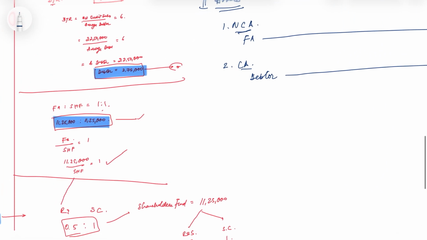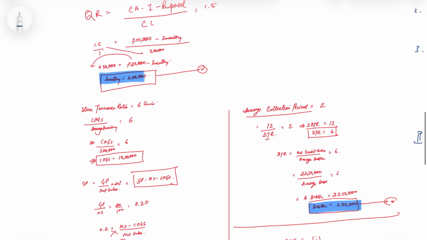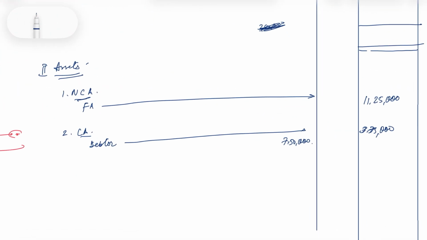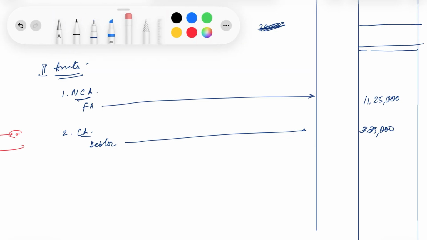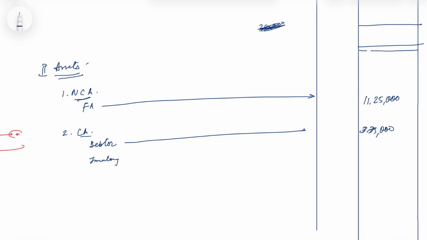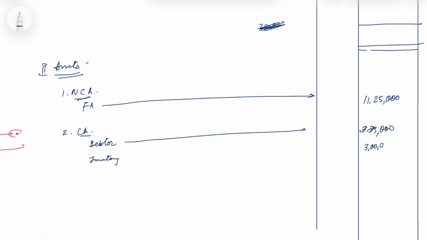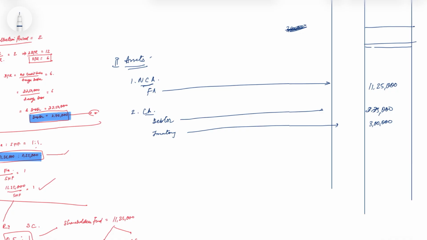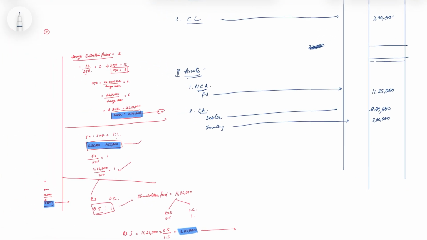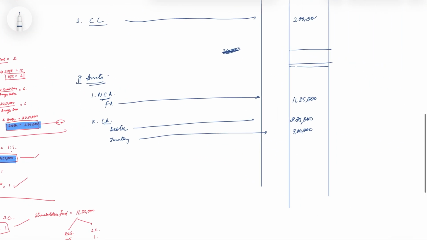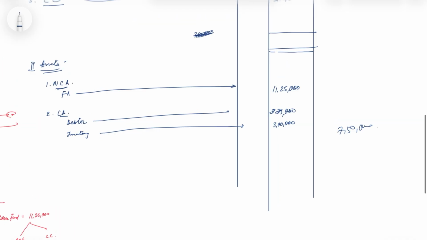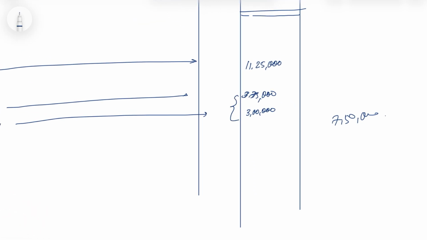Next is inventory, which is 3 lakh. The total current assets is 7 lakh 50,000. But when we add the items we get a sum of 6 lakh 75,000.